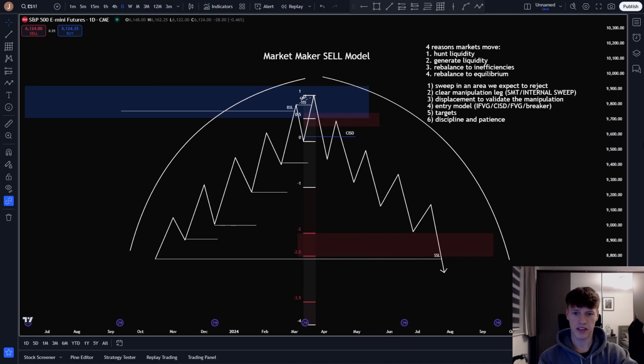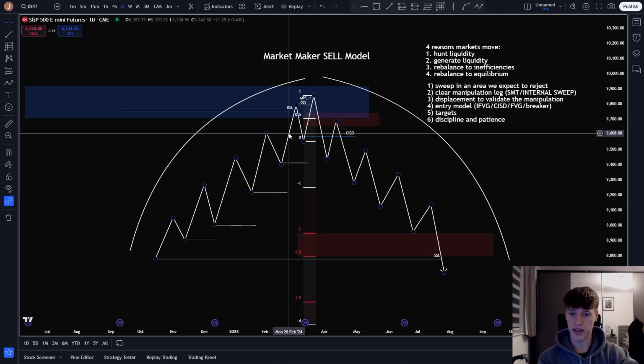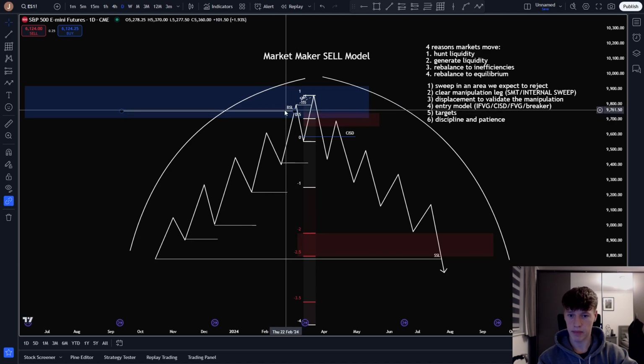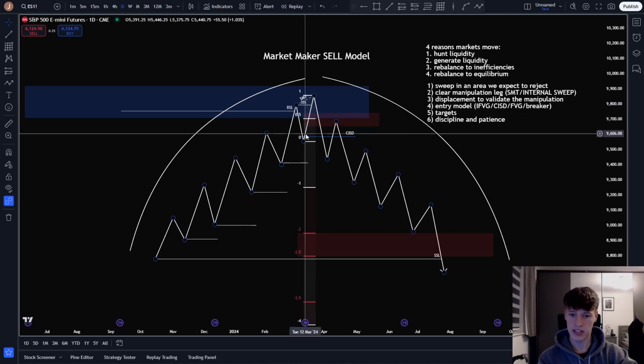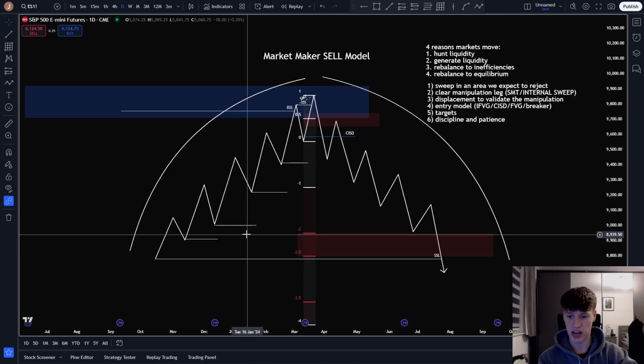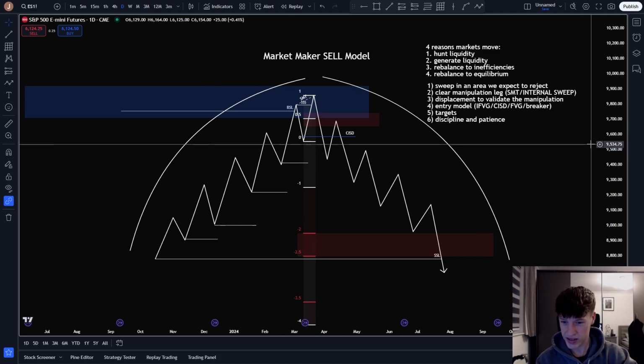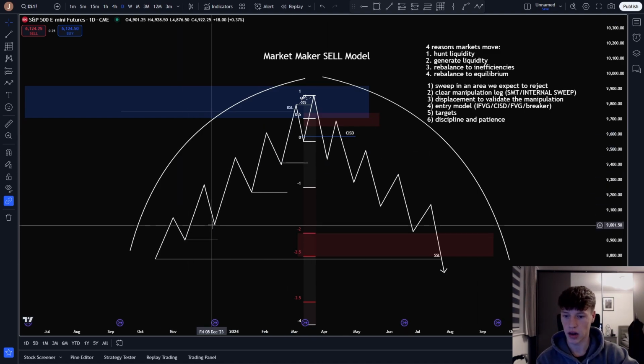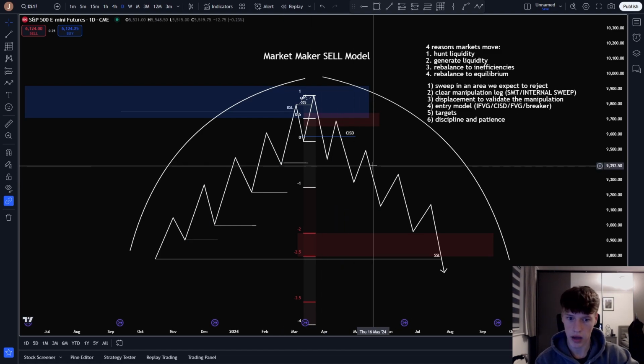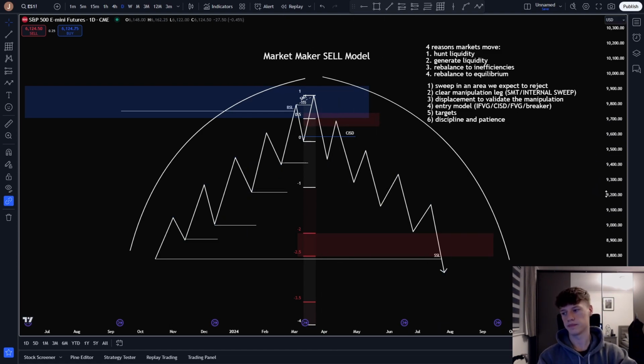And then what do you want to see after that? You want to see a clear manipulation leg. In this example, I've changed it slightly. We tapped into the imbalance and the buy side level first. We then put in another swing low, again, generating that sell side liquidity. An easy way to spot the model: what liquidity is being generated? Are we leaving behind lows, or are we leaving behind highs, like on the other example?